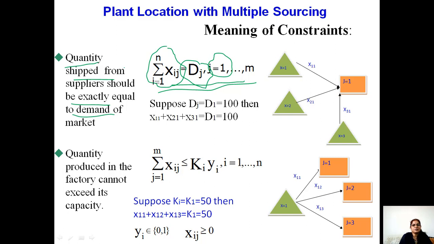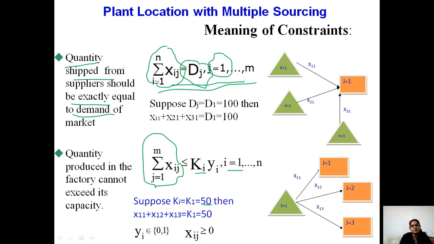Coming to the second constraint: quantity produced in the factory cannot exceed its capacity. Mathematically shown here, if i is equal to 1, for the first plant, capacity is Ki, say for example 50. All the quantity that is shipped from plant 1 to all the 3 destinations, if you sum them up, should be less than or equal to capacity Ki.